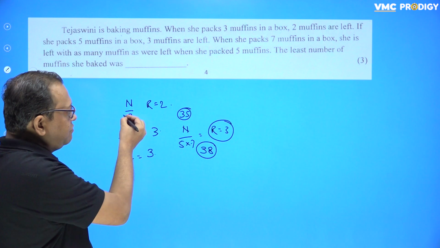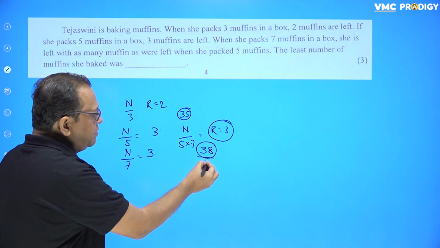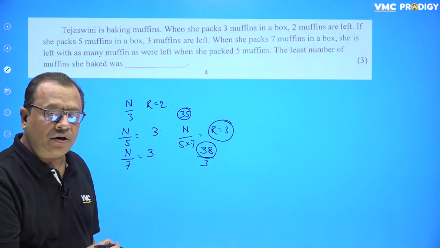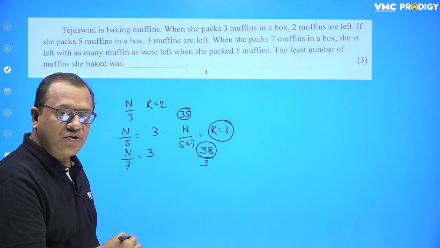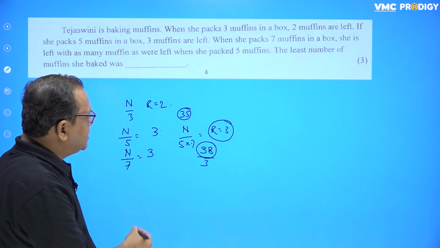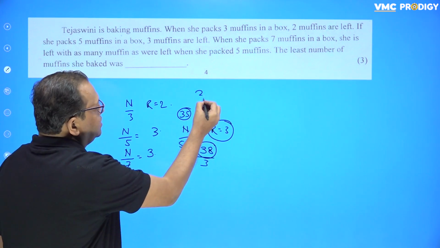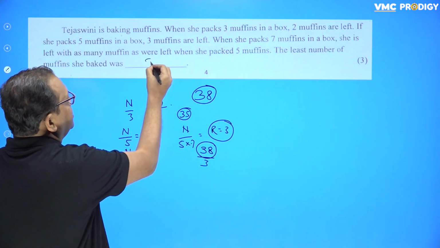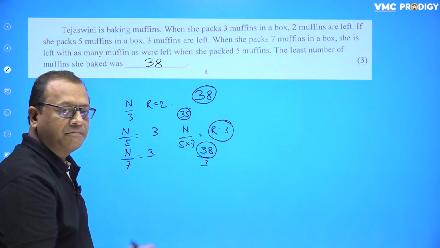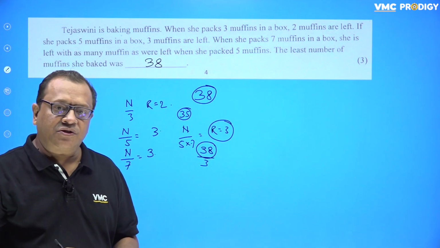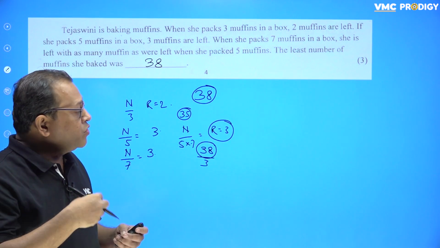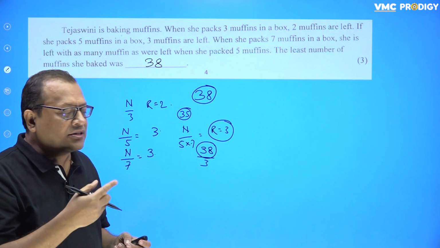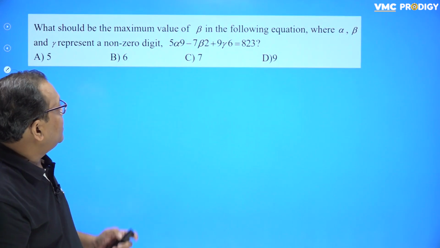Now cross check whether when we divide 38 by 3, the remainder is 2 or not. Yes, the remainder is 2 only. So I can be sure that the number is 38, and the lowest such number of muffins that Tejaswini baked was 38. This is how you approach questions wherein you need to know the applications of LCM and HCF. Let's move on to the next question.